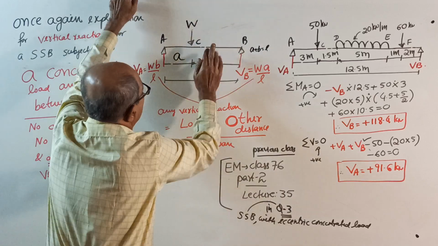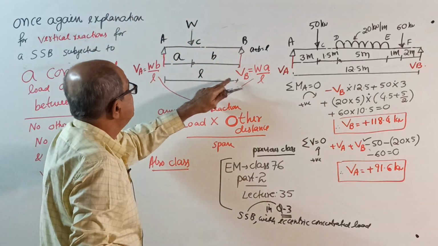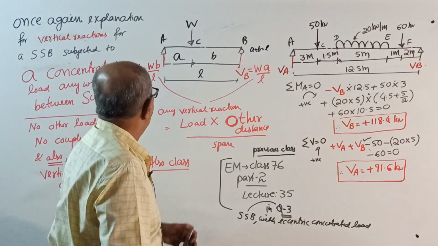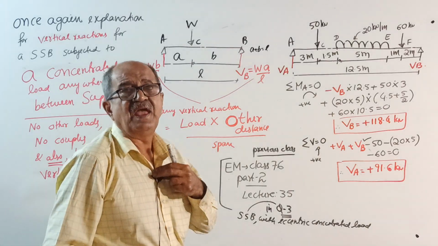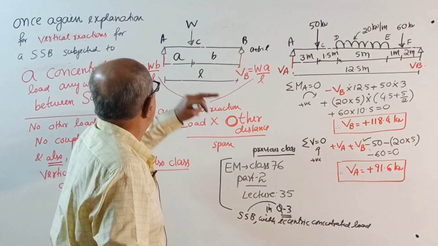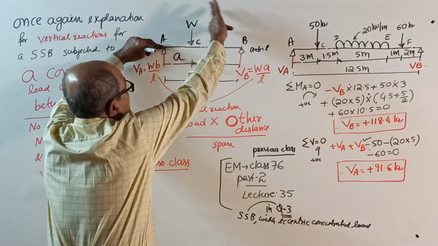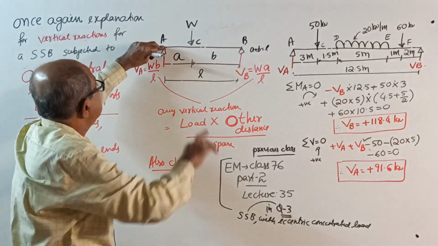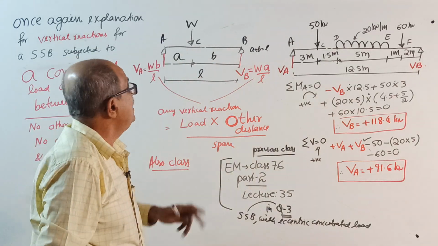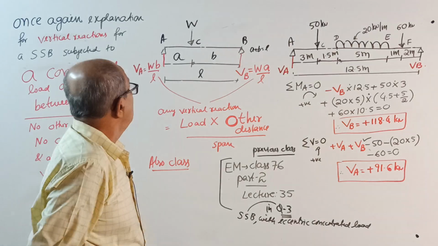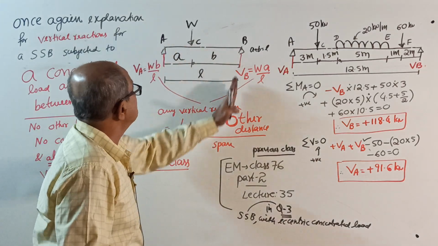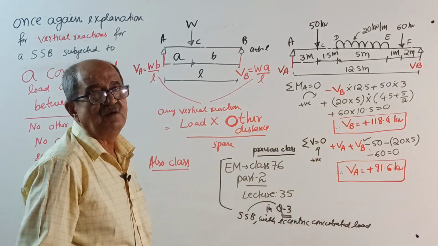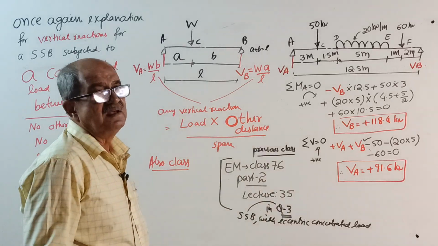Suppose this B is not there, you write L minus A. Suppose span is 10 meter, this is 4 meter, that becomes 6 meter. Now, we want to find vertical reaction. Last time, take moment about A: minus VB into L plus W into A equal to 0, so VB is WA by L. Sigma V equal to 0: VA plus VB minus W equal to 0, substitute VB equal to WA by L, we got VA equal to WB by L.